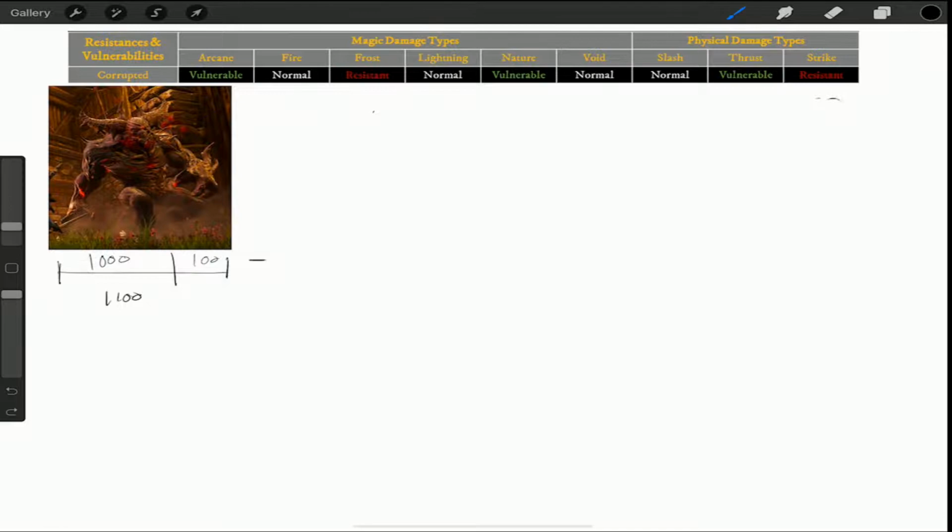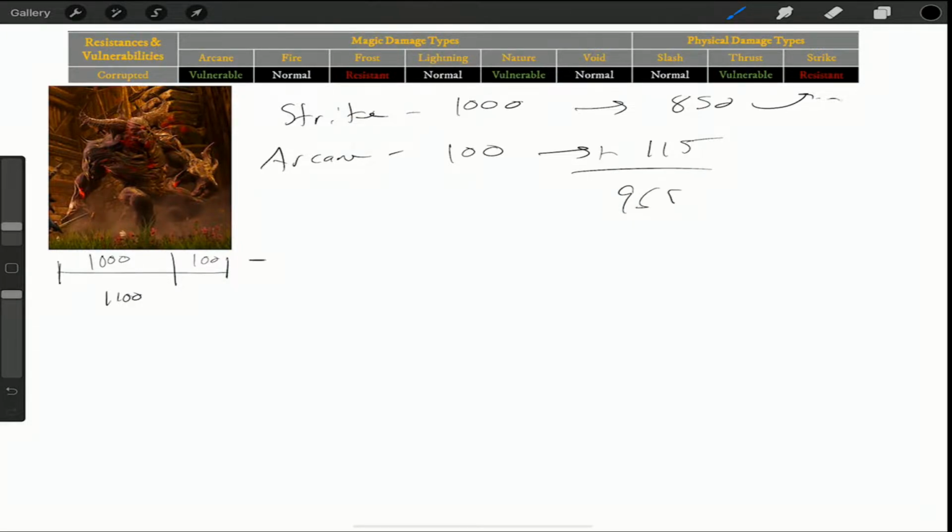So let's see what happens when we use an arcane maul, which is strike and arcane. We're going to have 1,000 physical damage turn into 850 because they're resistant, and we're going to have 100 damage turn into 115 because it's vulnerable. That's going to give us a total of 965. So even though we have 1 vulnerable and 1 resistant, note, it does not cancel out.